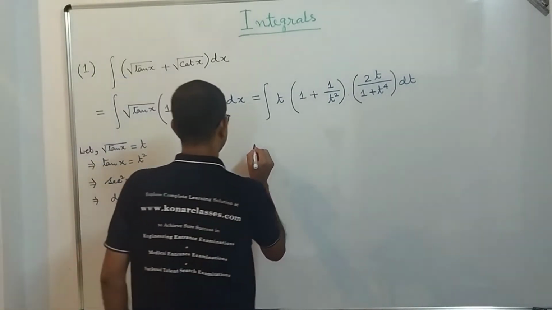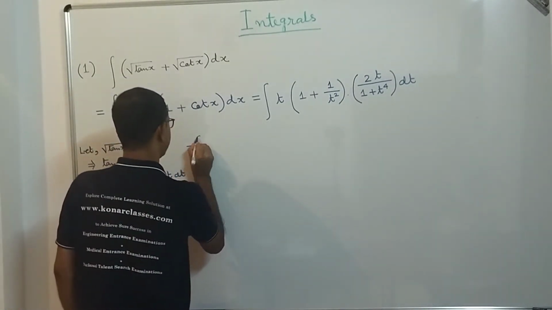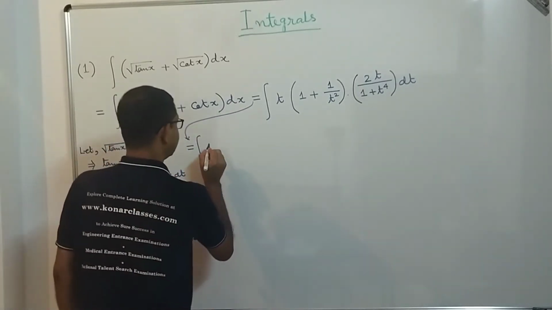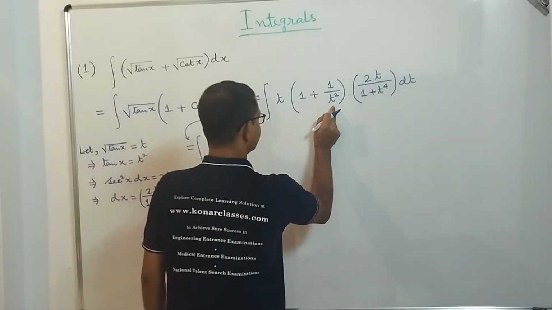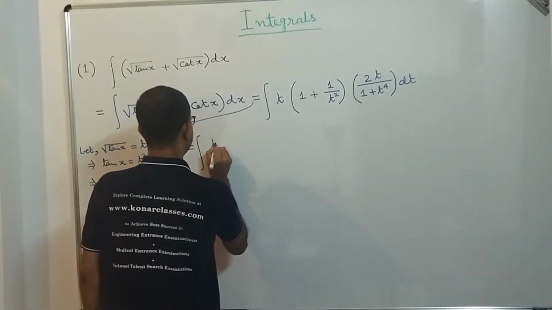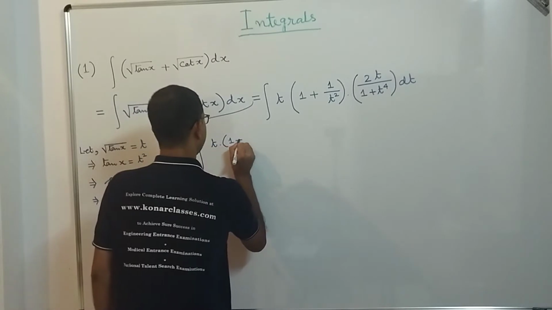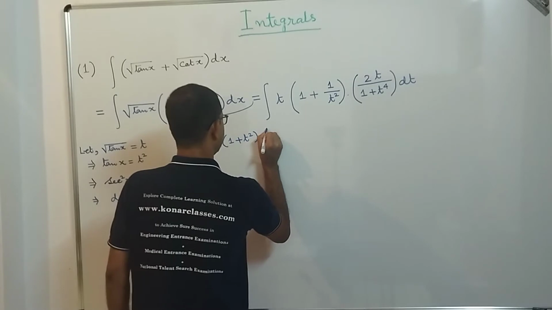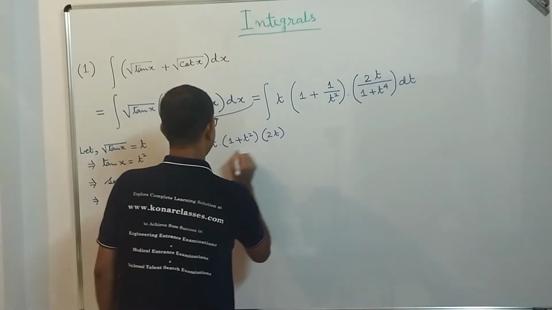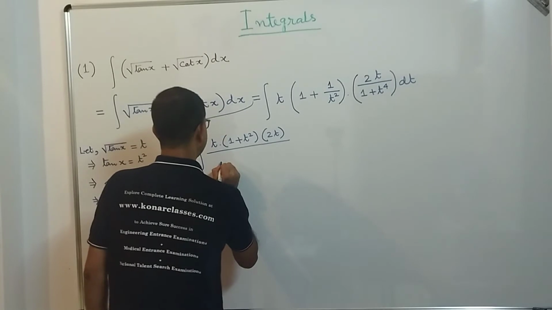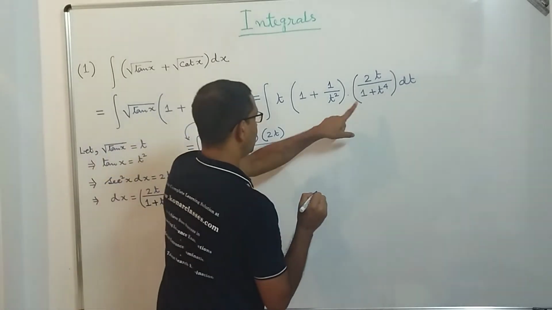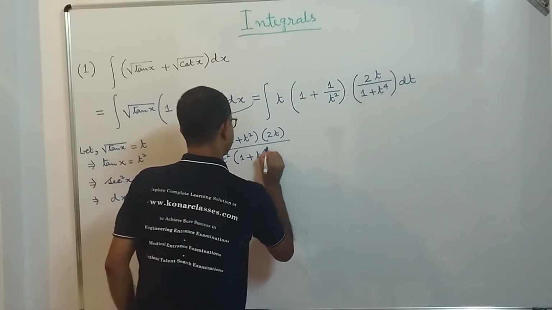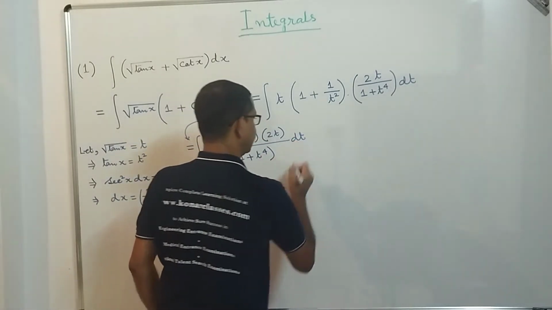So then what are we going to get, dear students? From here we are coming to this one. Okay, so t into 1 plus t square by t square. So we can get here t into 1 plus t square into 2t, and in the denominator we are getting t square into 1 plus t to the power 4 dt.